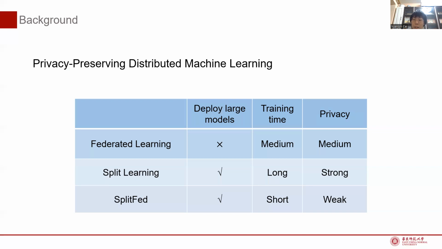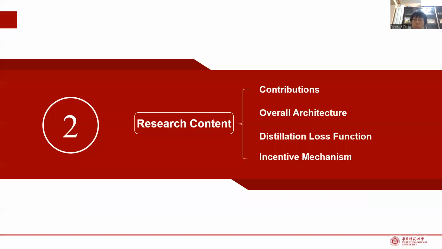However, the training is serial. That is, the model on the first user's device is trained first and then the second, so that when the number of users is large, the training time will be very long. To solve this problem, SplitFed was proposed, which combines split learning and federated learning, but it also has the problem that its privacy protection is weak. We will compare the privacy protection of SplitFed and our proposed algorithm in the experiments.